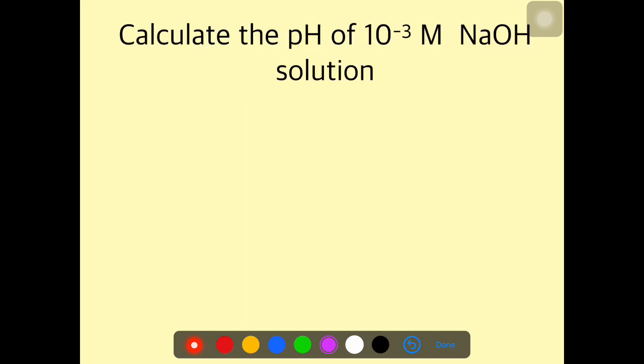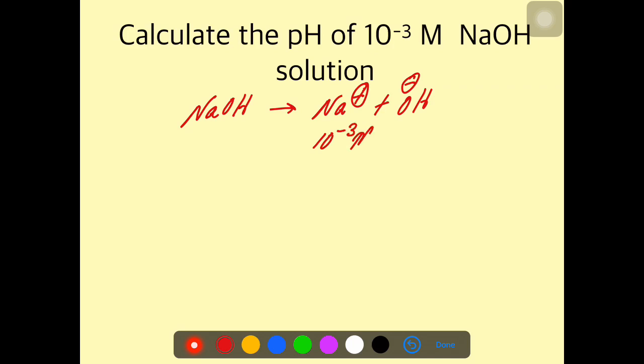Another numerical in front of us: calculate the pH of 10 raised to minus 3 molar NaOH solution, an alkaline solution. So as NaOH is a strong base, we can assume that it completely dissociates. So the concentration of Na plus ions will be 10 raised to minus 3 molar, and the concentration of OH minus ions will also be 10 raised to minus 3 molar, and there will be no NaOH left behind in the solution in an undissociated form.